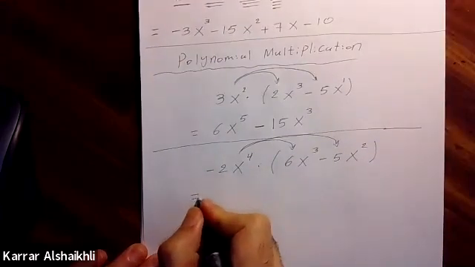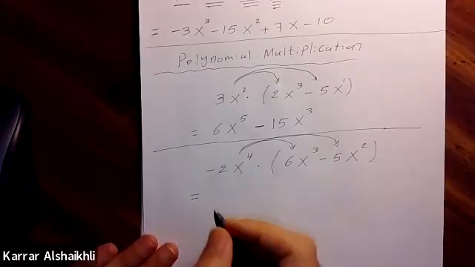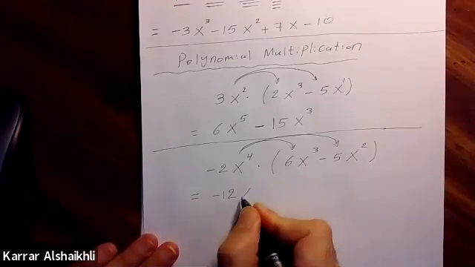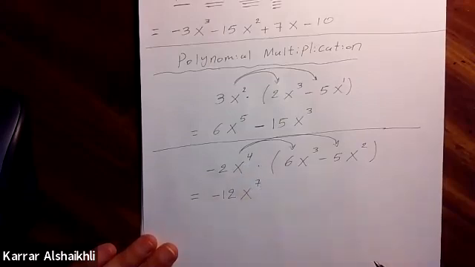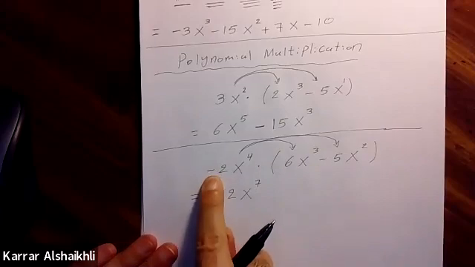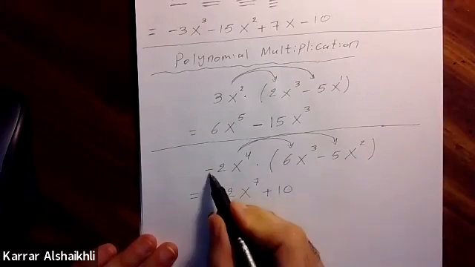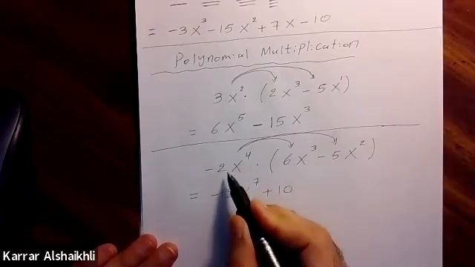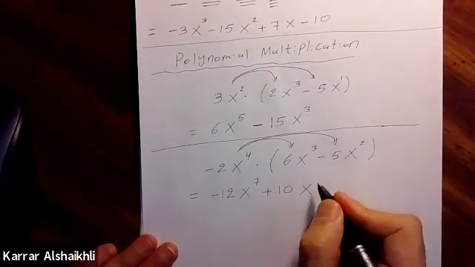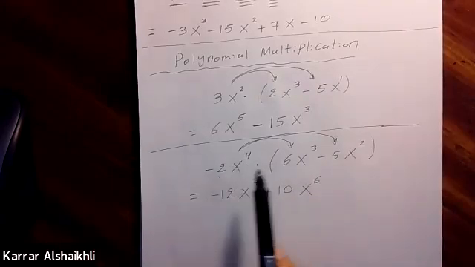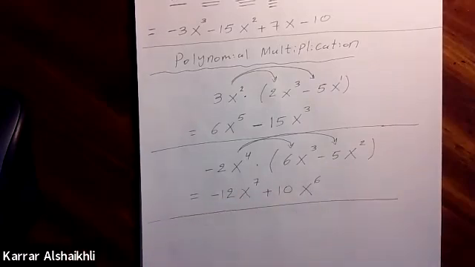Multiply the numbers, add the exponents. -2 times 6 is going to be -12. Here's the x. Add the exponent. 4 plus 3 is going to be 7. -2 times -5 is going to be +10, because negative times negative is positive. 2 times 5 is going to be 10. Here is the x. 4 plus 2 is going to be 6. Multiply the numbers, add the exponents. This is the second example.